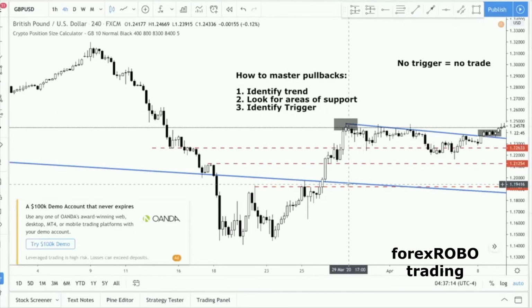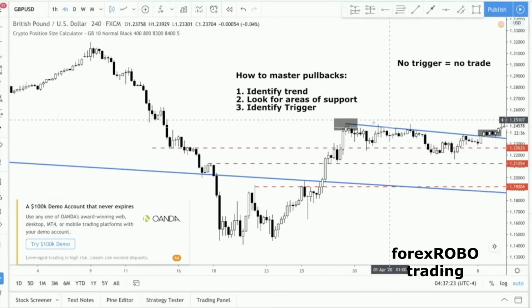Then lastly, you want to watch for a price action trigger. In this video, I introduced one of the many triggers that I use, which is a counter trend line. I call it a counter trend line.